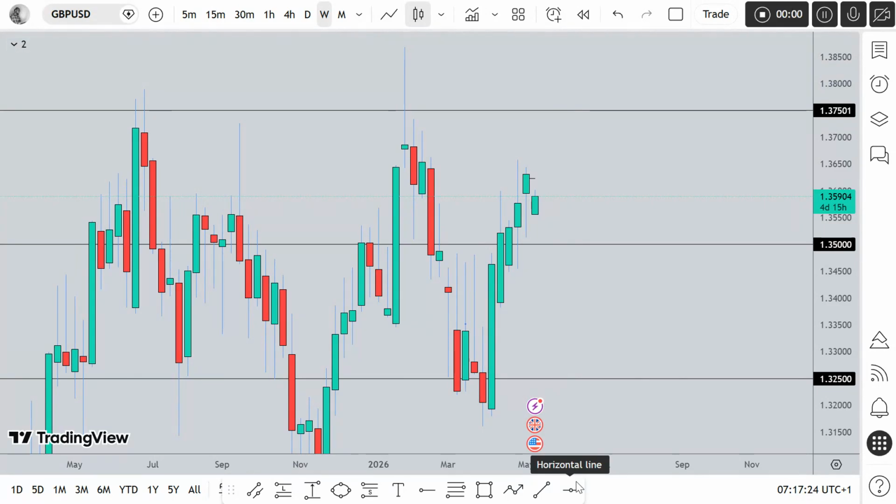A new trading week here on GBPUSD. So we're going to do a weekly breakdown and see how we can take a good and profitable trade this week.